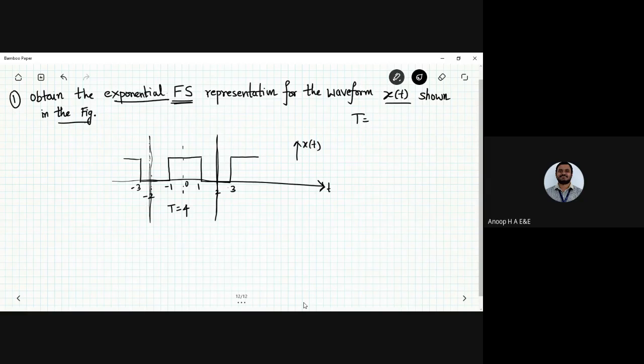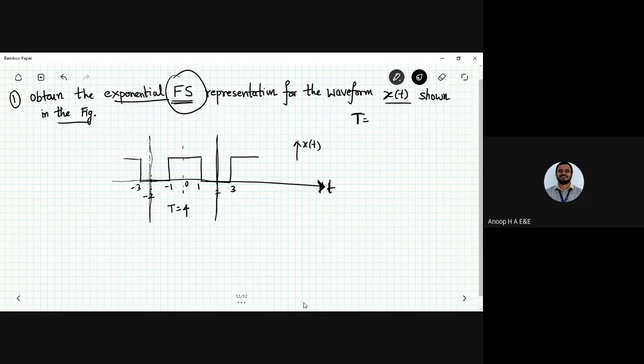The x-axis represents the time here. You have to determine the exponential Fourier series representation, but just before that, you need to find out the total time period. I'll tell you quite clearly, for those who have missed or forgotten how we were able to find the period. So this is where we start.